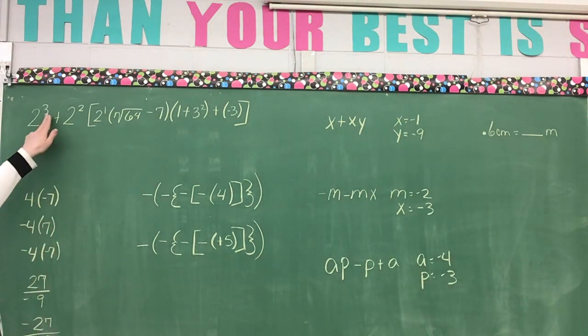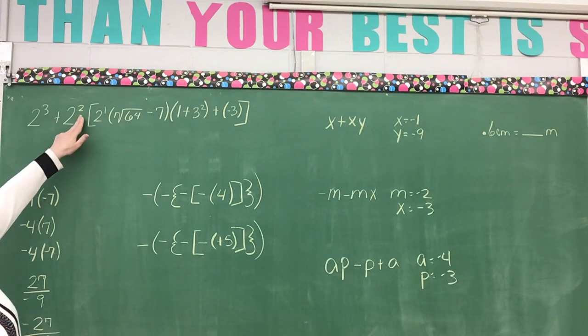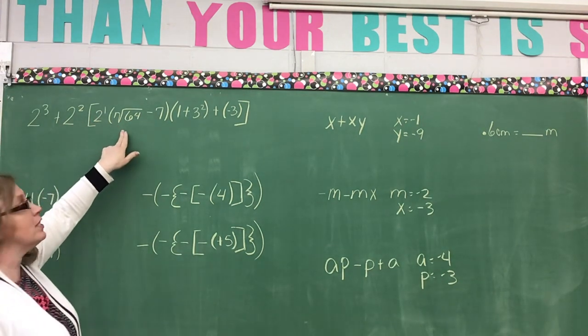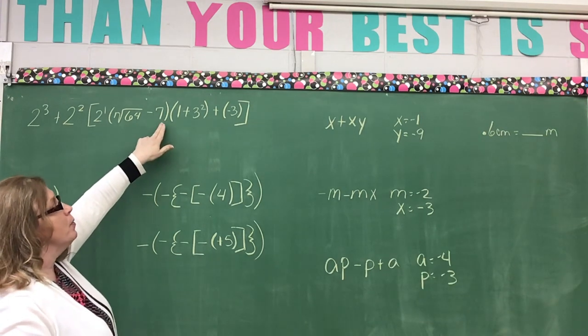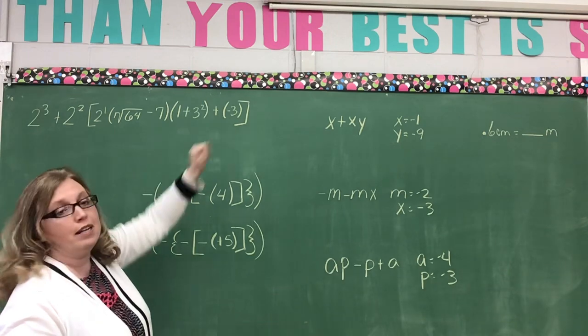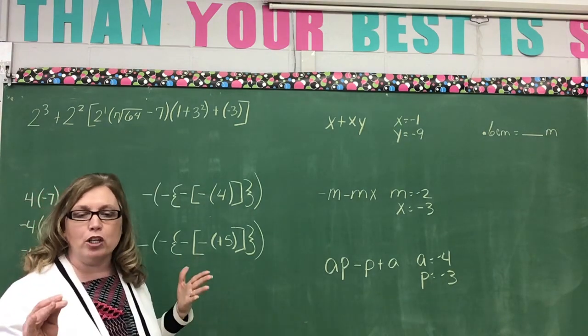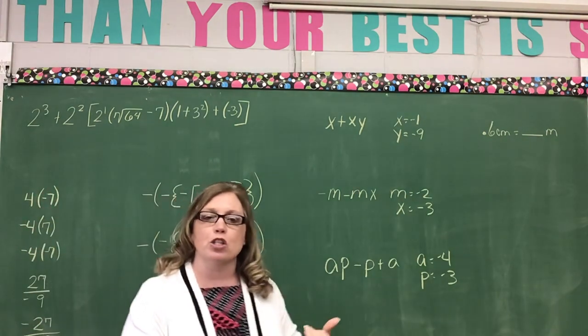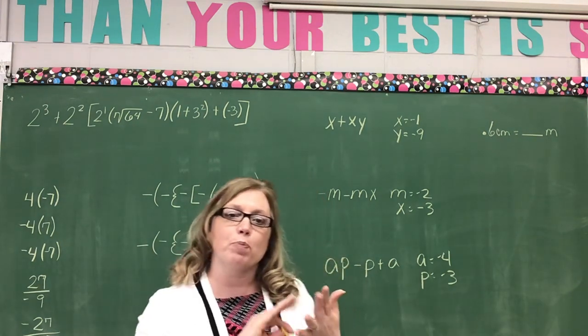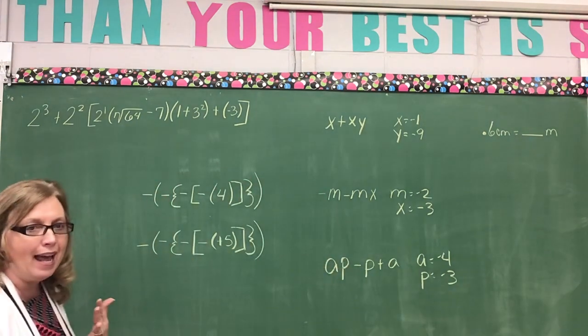We have 2 to the third power plus 2 squared, bracket, 2 to the first power, parentheses, the square root of 64 minus 7, parentheses, plus 1 plus 3 squared plus a negative 3 bracket. What are we going to do? These are orders of operations. We're going to do our powers and parentheses. Then we're going to multiply and divide from left to right, then add and subtract.